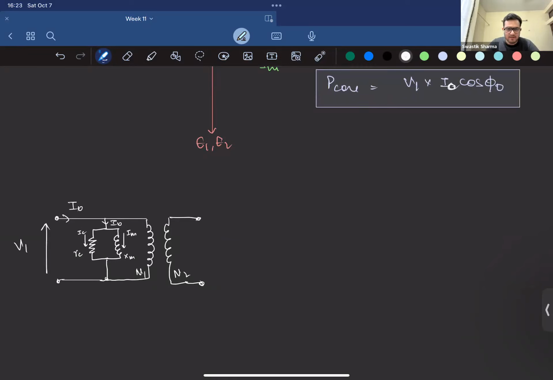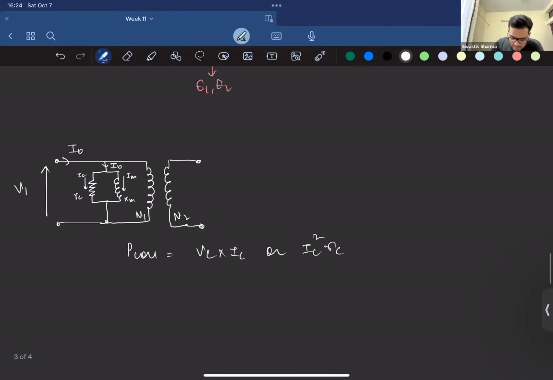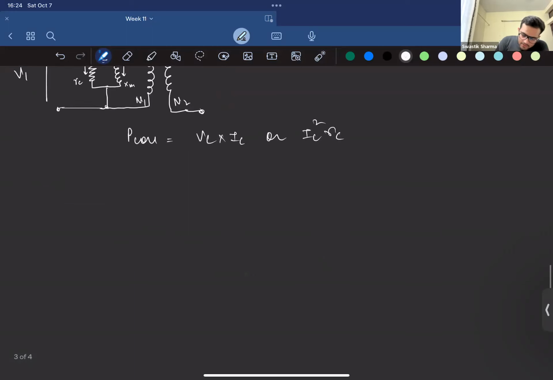So the core losses can also be written as VC times IC or IC squared times RC. Both are equally valid, right? And the XM produces magnetic flux since it's an inductive coil, and that's why we represented it by an inductive coil, right? Now let's move on and see how the on-load transformer will look like with non-ideal characteristics.